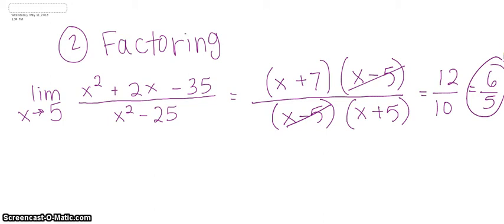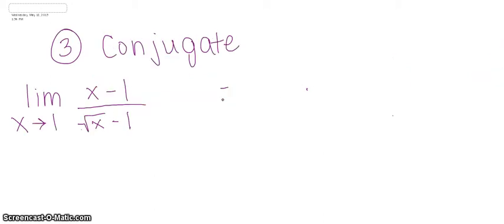The third type is conjugates. Like the previous example, there are other types of functions that would equal 0 or not exist if the value is just plugged in. Unfortunately, not all can be factored. Another option would be to use a conjugate to essentially rationalize the denominator of the function.